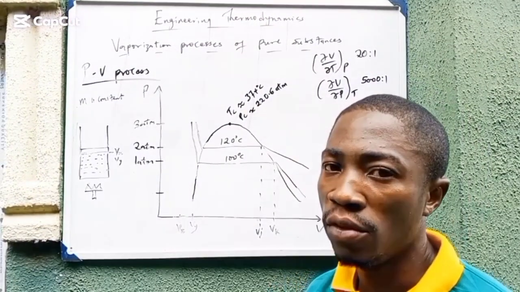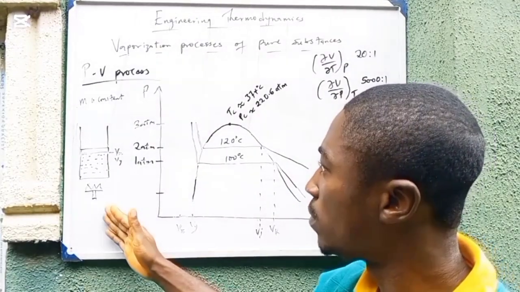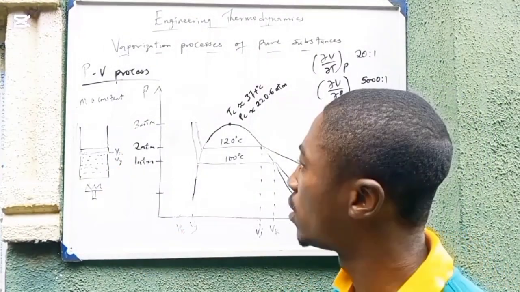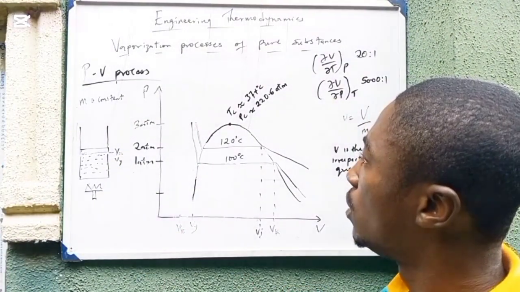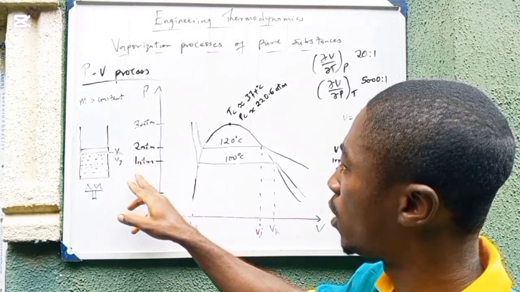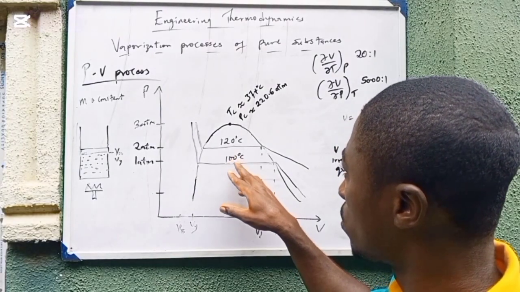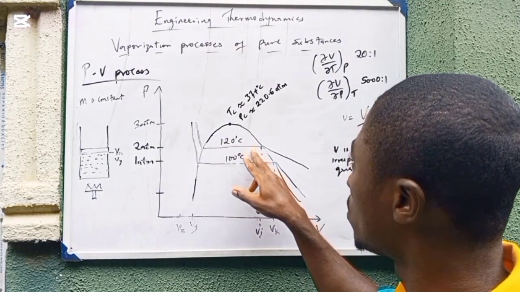So we want to look at the PV process. We'll have the system, then we'll have Vx, Vy as initial volume. Then we'll have 3 atm, 2 atm, 1 atm. Here we'll have 100 degrees centigrade or Celsius, 120 degrees Celsius.